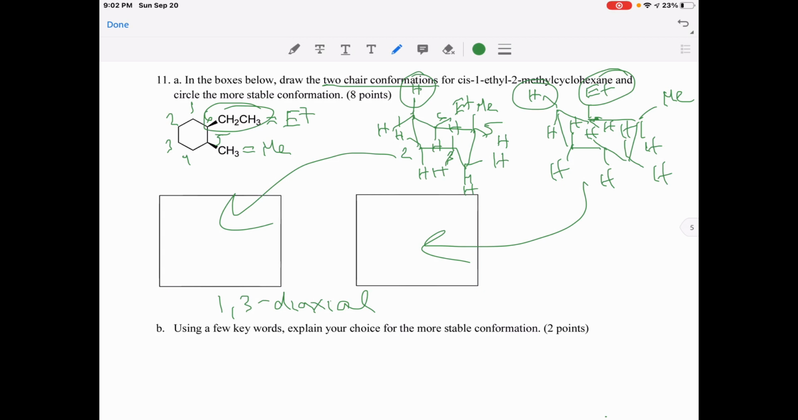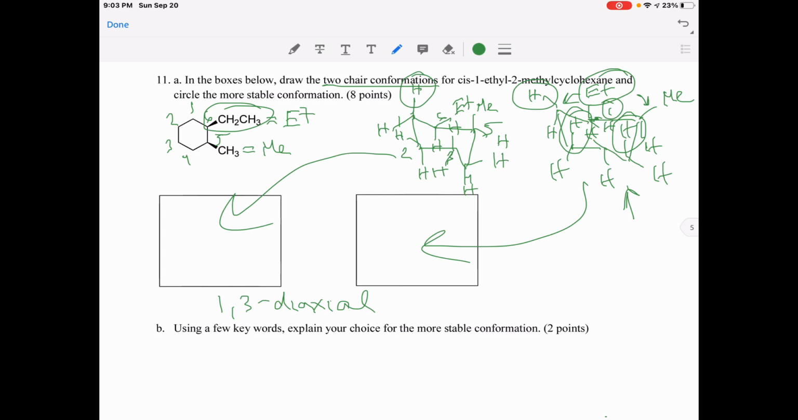So let's take this conformation as an example. If we label the carbon that this ethyl group is attached to as 1, then 2 carbons down, from this direction, we find that there is a hydrogen in an axial up position. And if we go from the left direction, we also find there's a hydrogen in an axial up position.